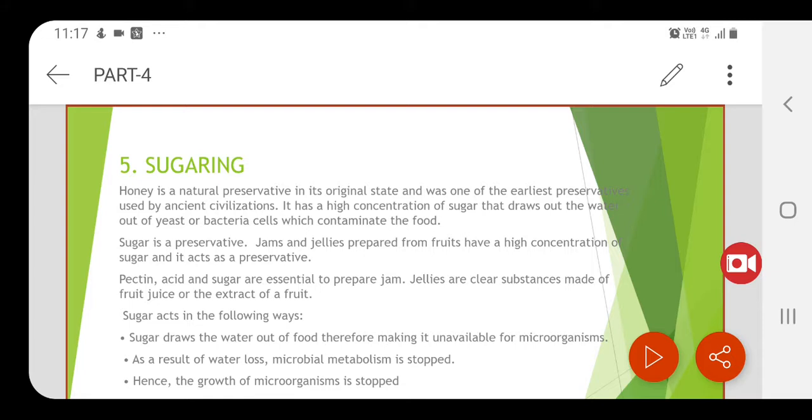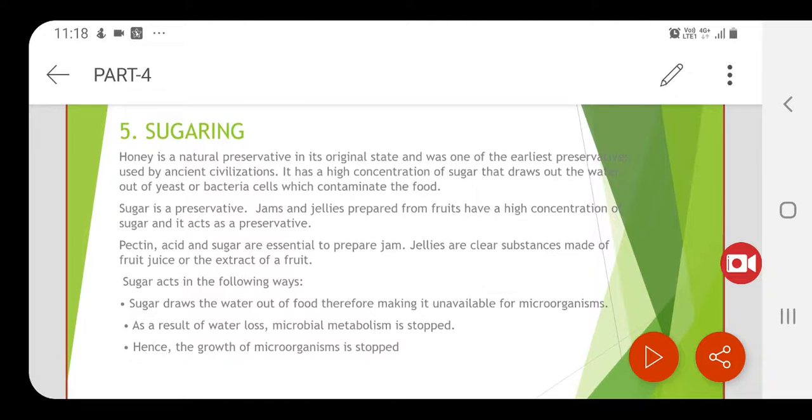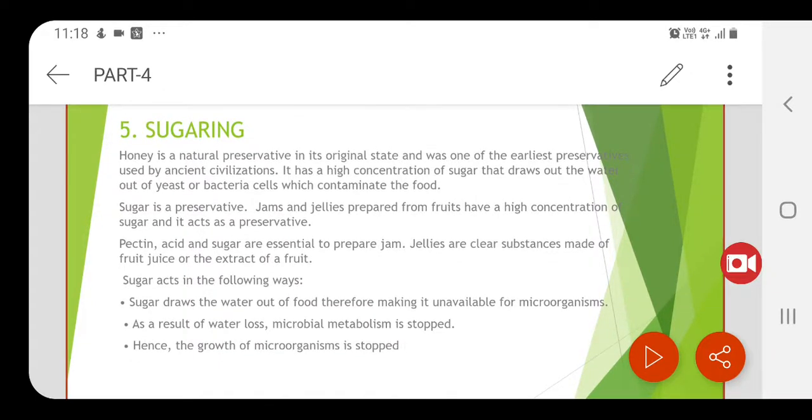Continuing with the traditional methods of food preservation. Today we'll discuss a few traditional methods of food preservation. One among them is sugaring. What is sugaring? Like how we discussed salting, this is exactly like that. The only difference is that here, sugar is used for the preservation of foods.